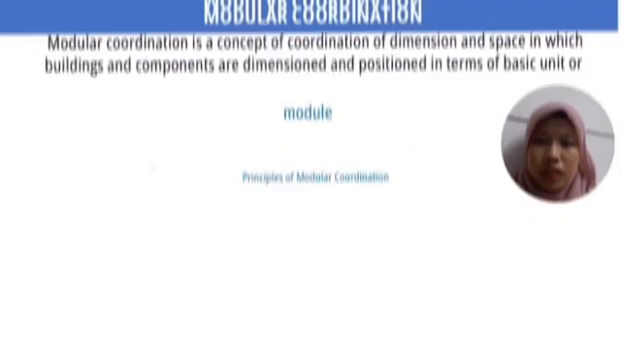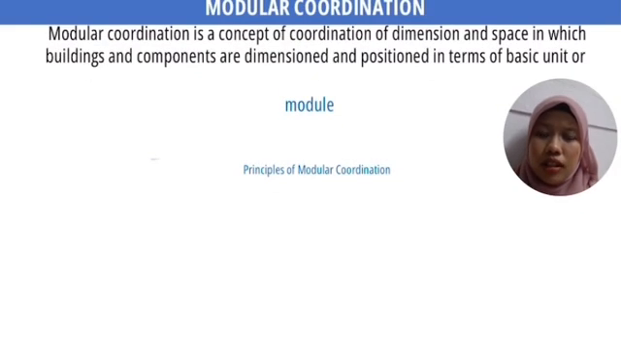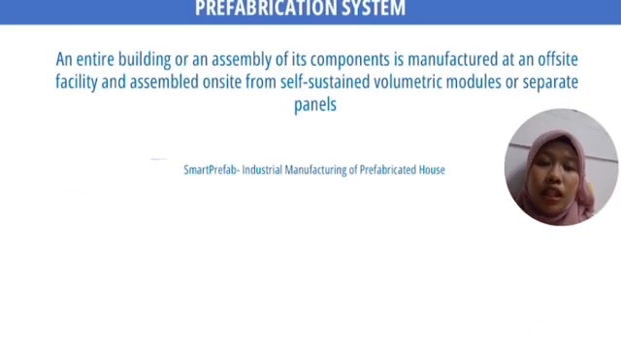construction industry. Modular coordination. Modular coordination is a concept of coordination of dimension and space, in which buildings and components are dimensioned and positioned in terms of basic unit or module. Prefabrication system. An entire building or an assembly of its components is manufactured at an off-site facility and assembled on-site from self-sustained volumetric modules or separate panels.